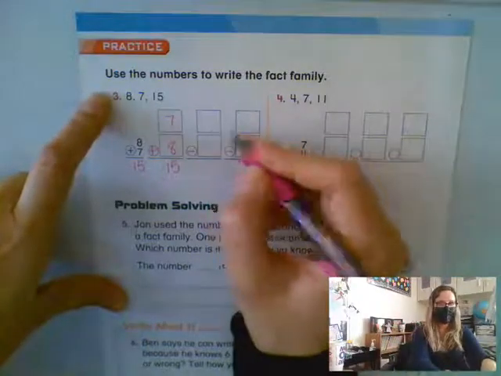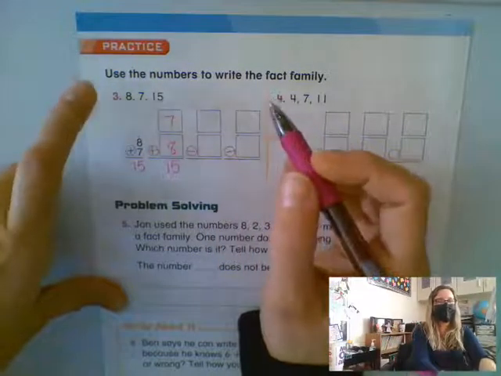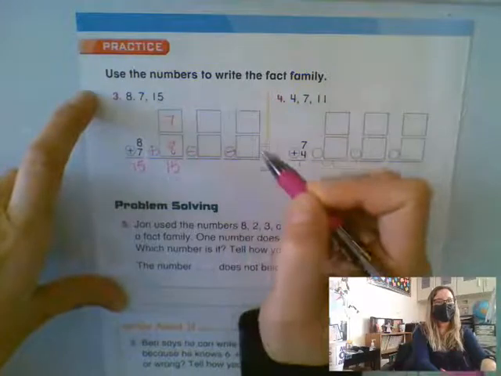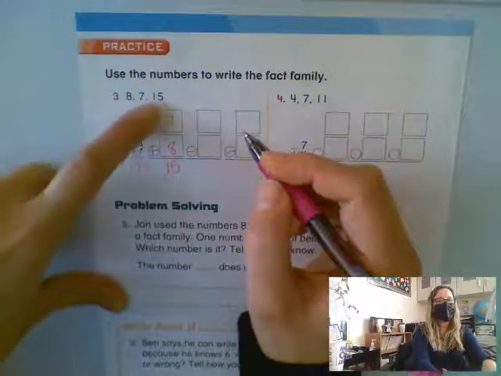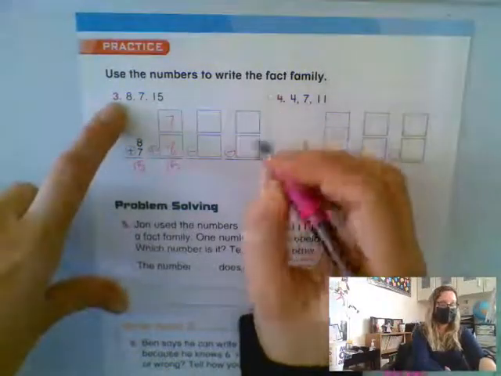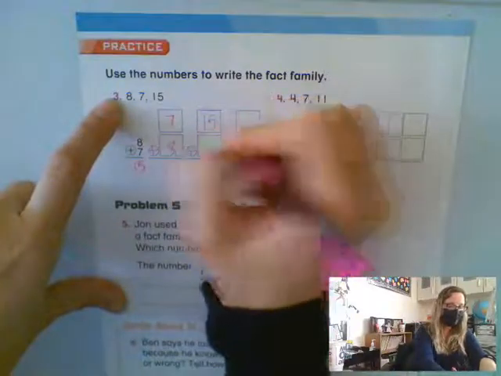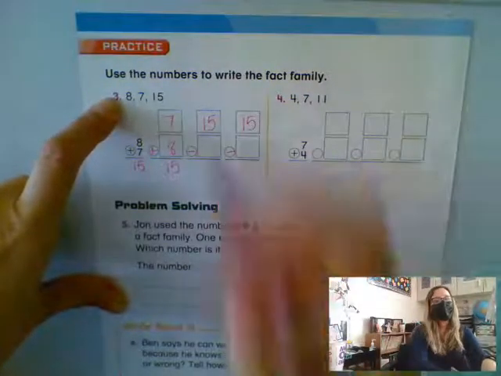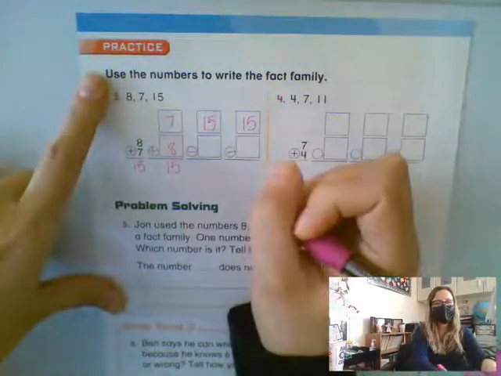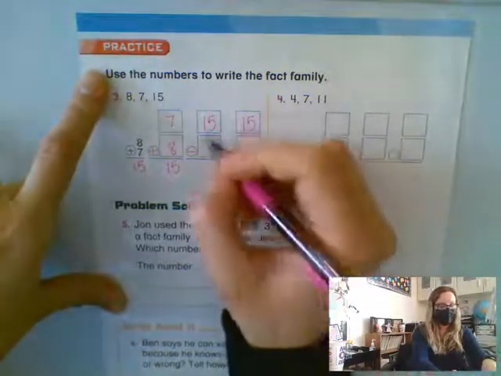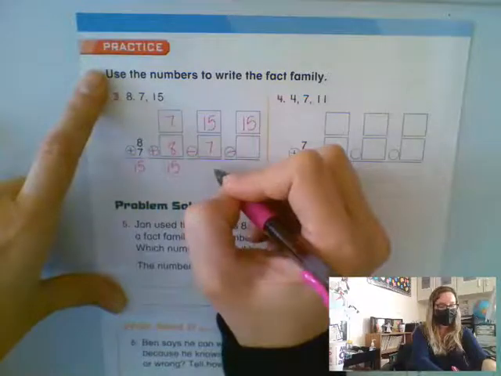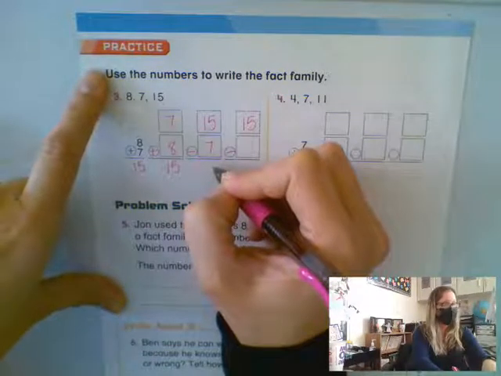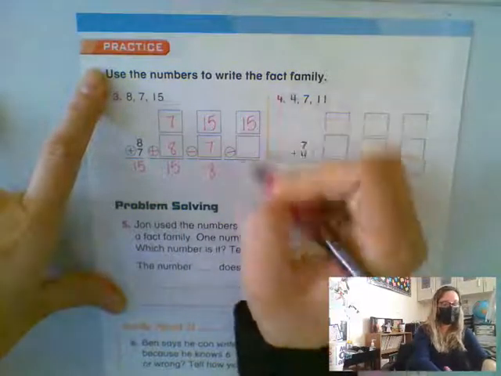8 plus 7. Oh, no, we're doing subtraction now. I need the biggest number. What's the biggest number? 15. So both of my subtractions are going to start with a 15, Dominic. Good job. Chase, can you give me the first subtraction? 15 minus 7 equals 8. Andrew, can you give me the second one?